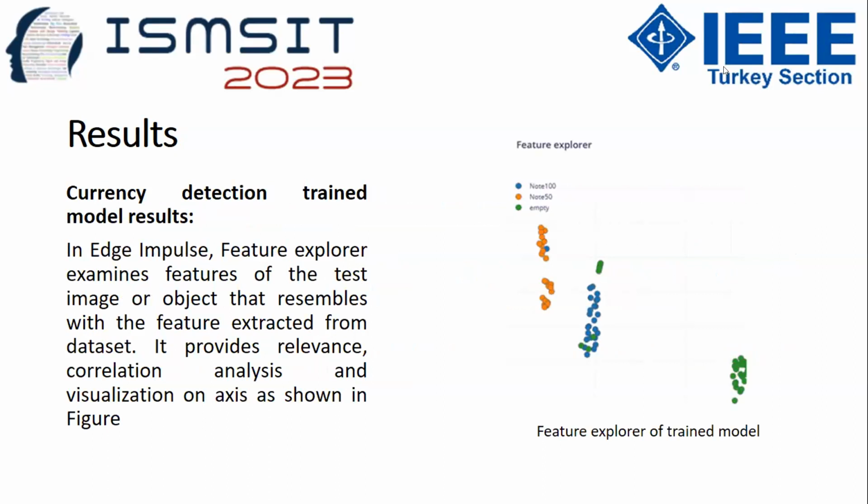Results. Currency detection trained model results. Edge Impulse Feature Explorer examines features of the test image or object that resemble the features extracted from the dataset. It provides relevance, correlation, analysis, and visualization on axes as shown in the figure. This is the figure, Feature Explorer, which is actually the Note 100 and the Note 50. They're the two classes we made for the initial training dataset.